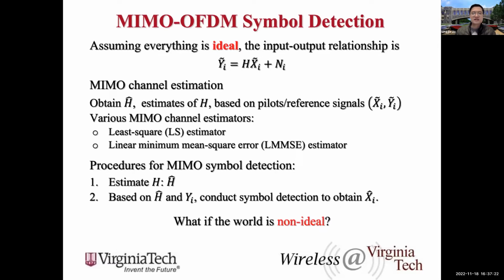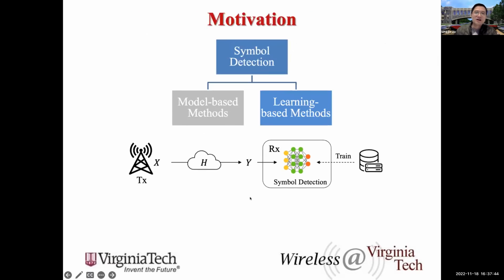The assumption is that the world is ideal. If it's ideal, we have a model. What if we don't have a model? What if it's not ideal? Then we make it ideal. What does that mean? We use a strategy called DPD, digital pre-distortion, to try to make sure the channel, or the overall input-output relationship, looks linear. We pre-distort it first.